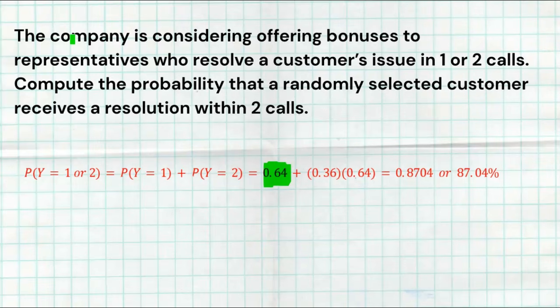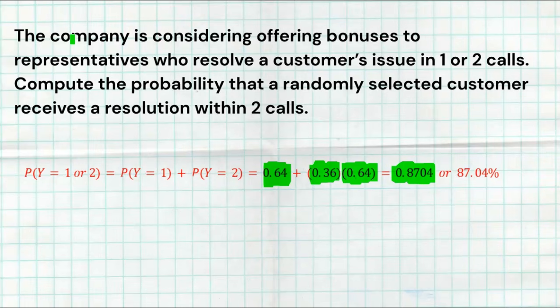What about the probability that it happens on the second call? Well, that means the first must be a fail, and then the second is a success. Got to be in that order, fail, then success. So add those 2 probabilities together, we get a total of 0.8704. So there's an 87% chance that we get that resolution to a call within the first or second call.